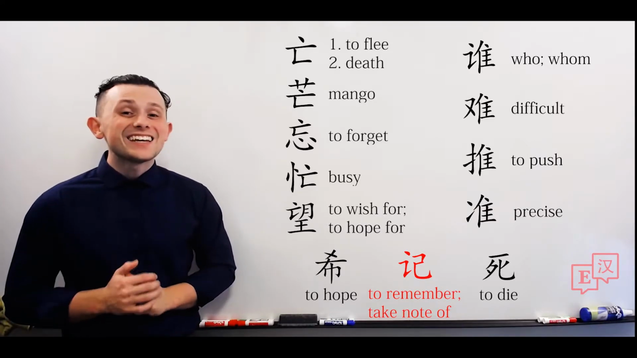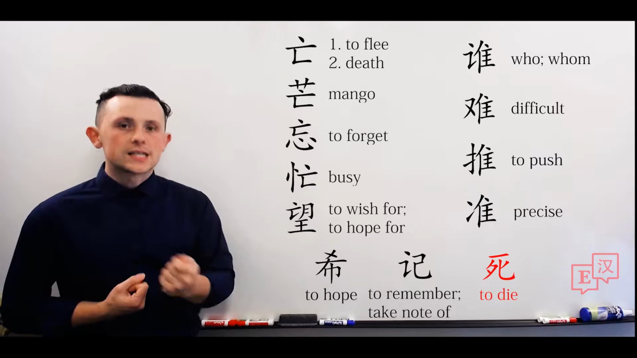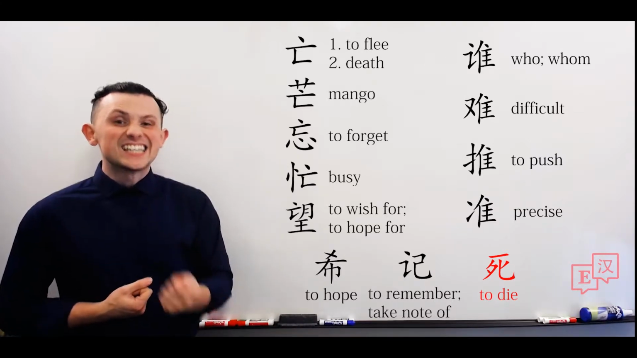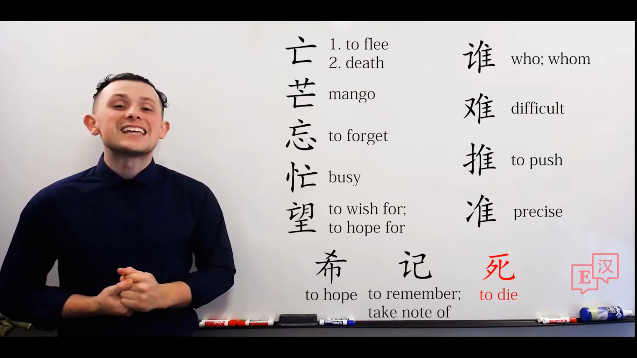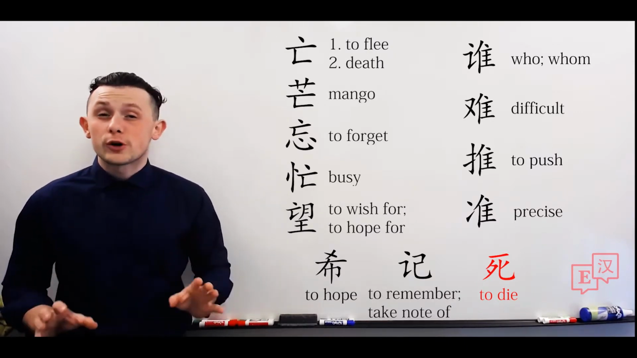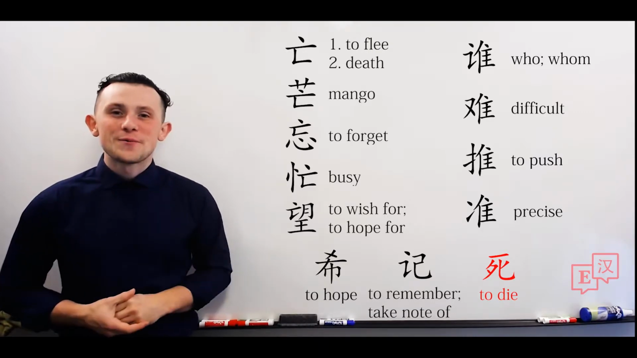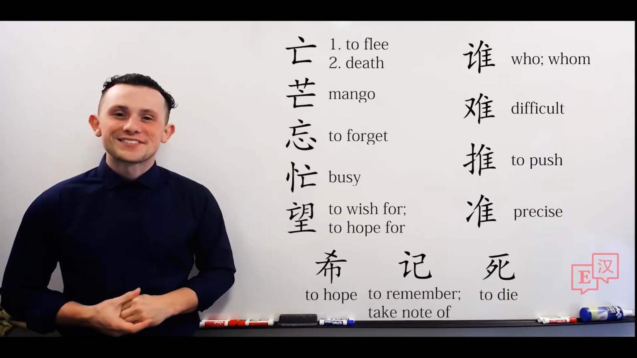And lastly, we have to die. Si, meaning to die. It sounds similar to the number 4, but with a dipping tone. This is your go-to verb for anything death-related. Si. That's all for our characters.